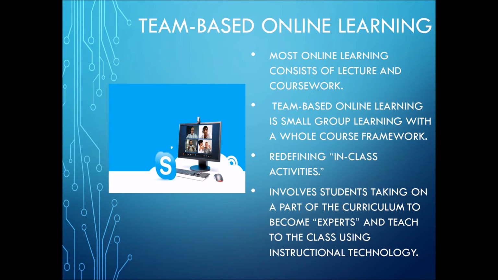Another method of the flipped classroom is team-based online learning. When classrooms were first making the switch from traditional in-class lectures to online classes, most online courses consisted of only lecture and coursework. Team-based online learning was a way for small groups to redefine what an in-class activity was. It allowed students to take on part of the curriculum and become an expert, and then teach that part of the curriculum to the rest of the class using instructional technology.